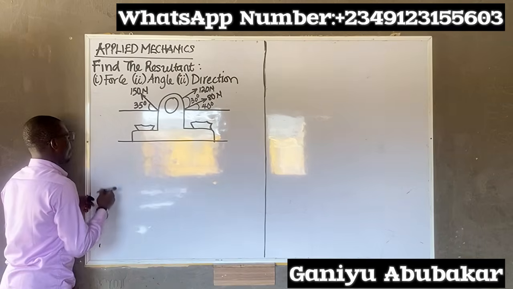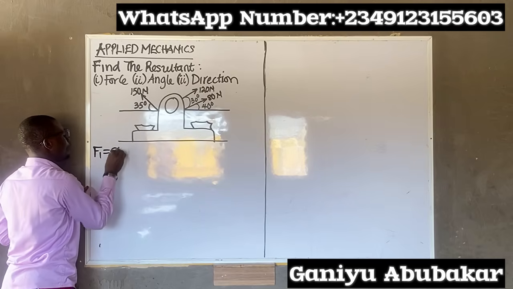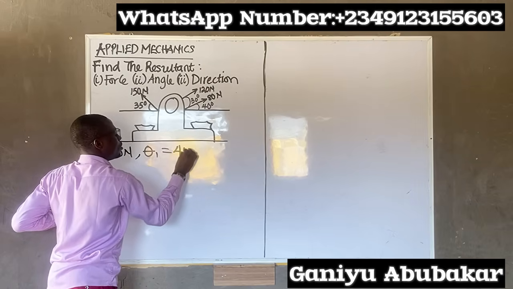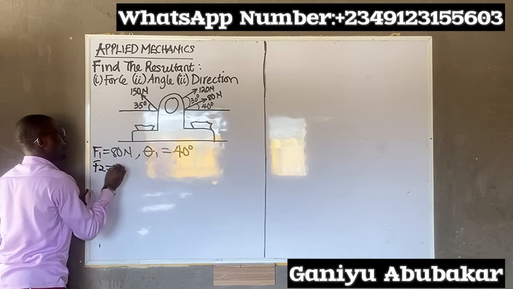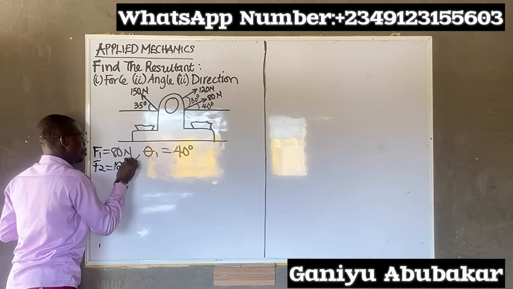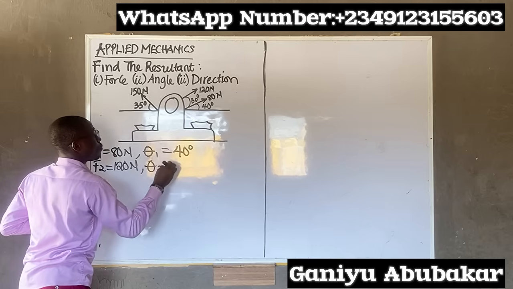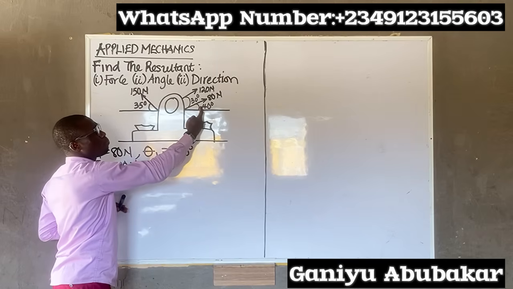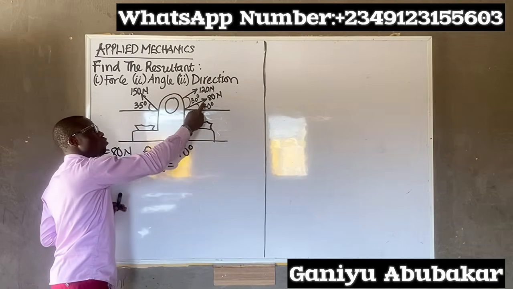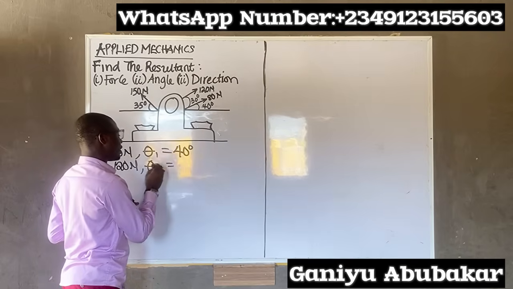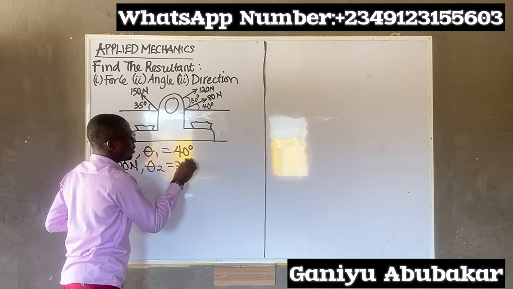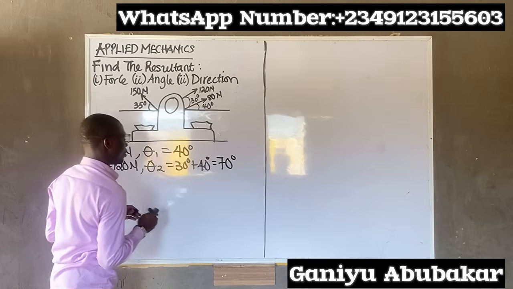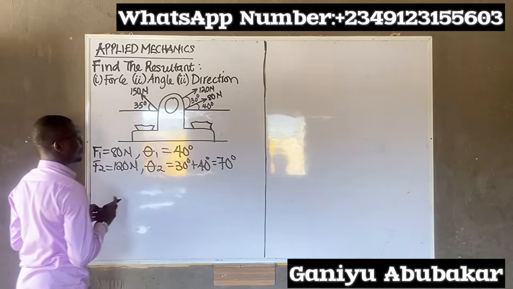So let's call it F1. F1 is 80 Newton. Theta 1 is of course 40 degrees. F2 is of course 120 Newton. Theta 2 is not just 30, but the sum of 40 with 30. So to get theta 2, simply add 30 degrees plus 40 degrees. That gives you 70 degrees. So theta 2 is 70 degrees.